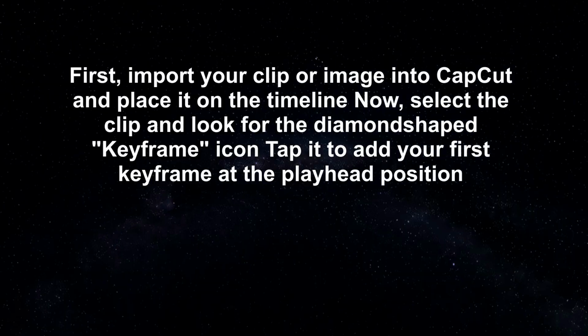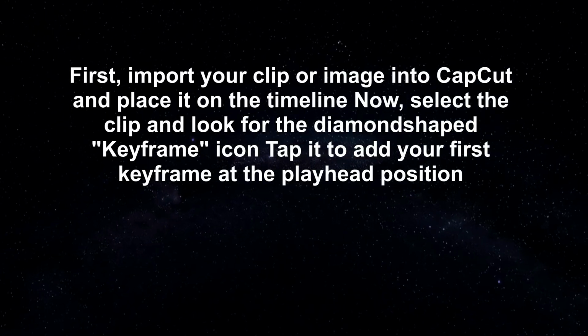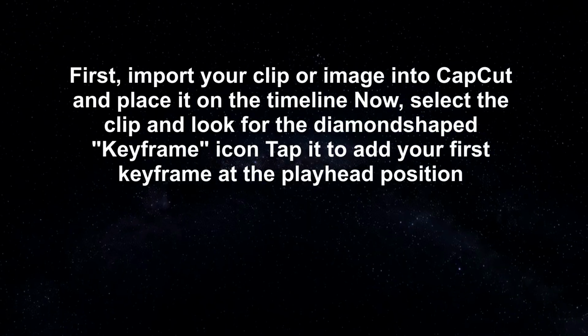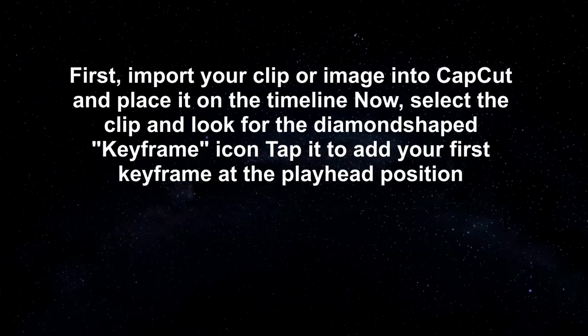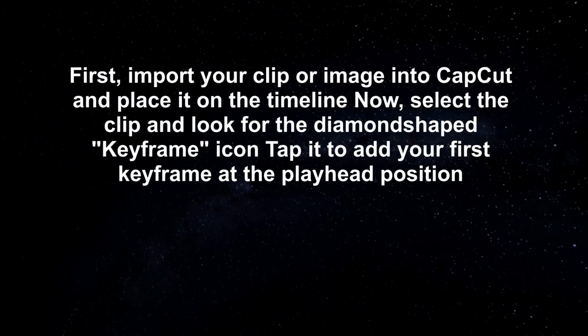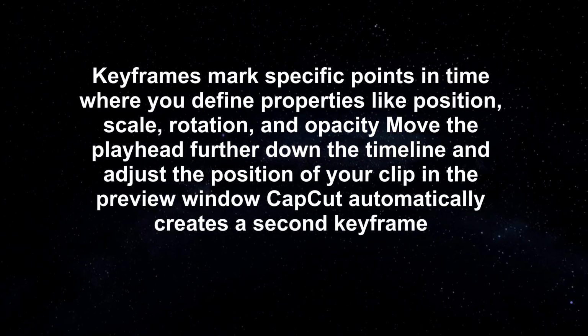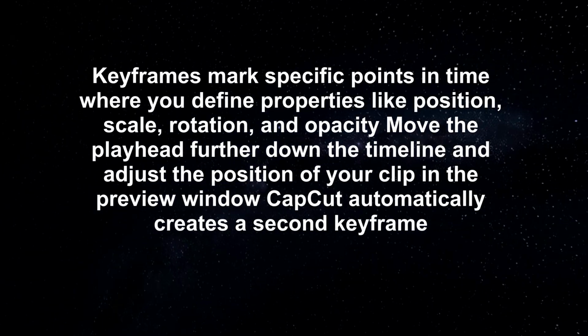First, import your clip or image into CapCut and place it on the timeline. Select the clip and look for the diamond-shaped keyframe icon. Tap it to add your first keyframe at the playhead position. Keyframes mark specific points in time where you define properties like position, scale, rotation, and opacity.